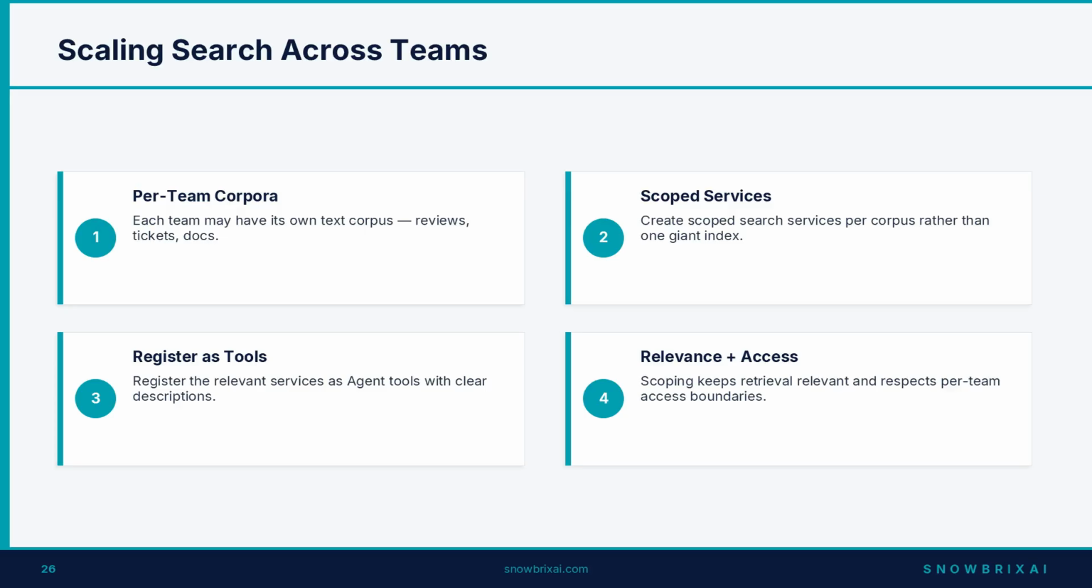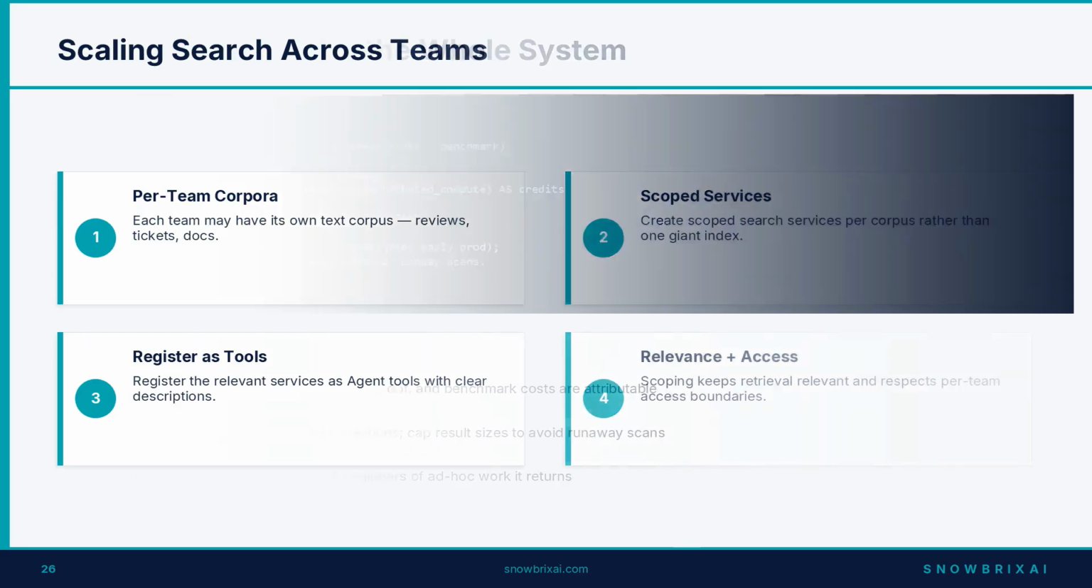Scaling search is the same instinct. Each team has its own text corpus: reviews, tickets, docs. So create a scoped search service per corpus rather than one giant index. Register the relevant services as agent tools, each with a clear description. Scoping keeps retrieval relevant and it respects per team access boundaries, and those tool descriptions are what tell the agent which corpus answers which kind of question.